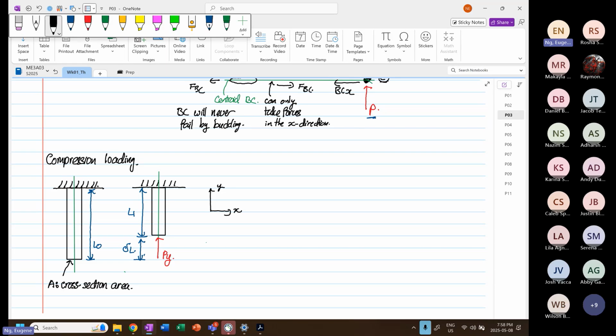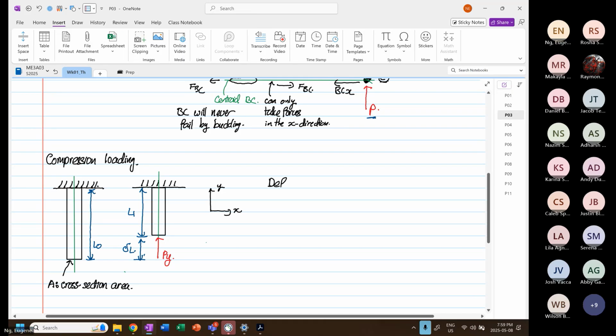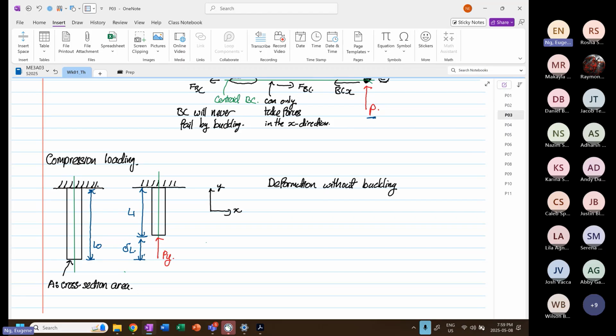If we were to look at deformation without buckling, the deformation without buckling is what you see: the change in L is equal to Py L naught over AE. A is the cross-sectional area, L naught is the original length, and E is our Young's modulus.